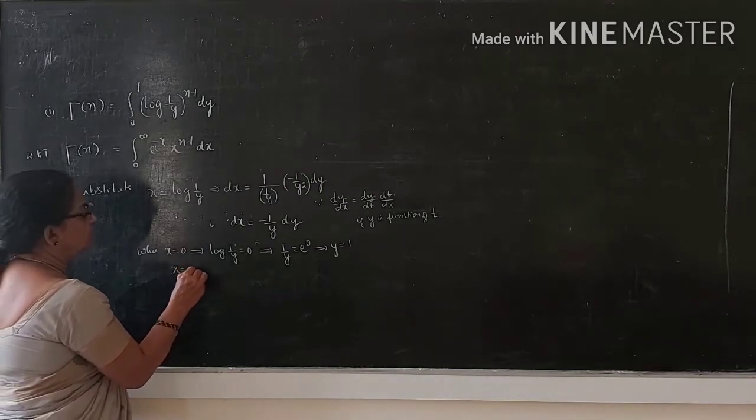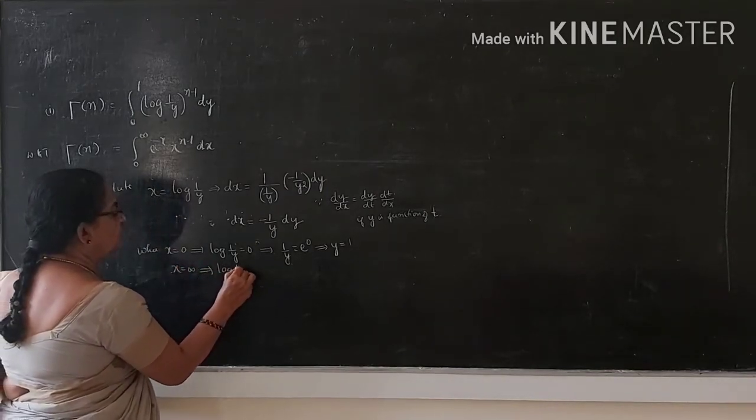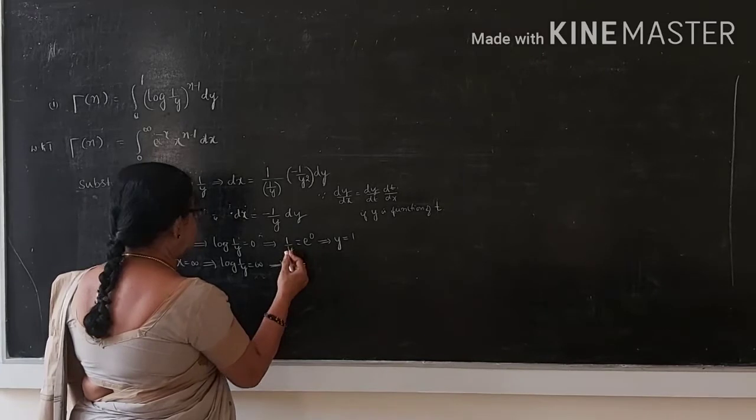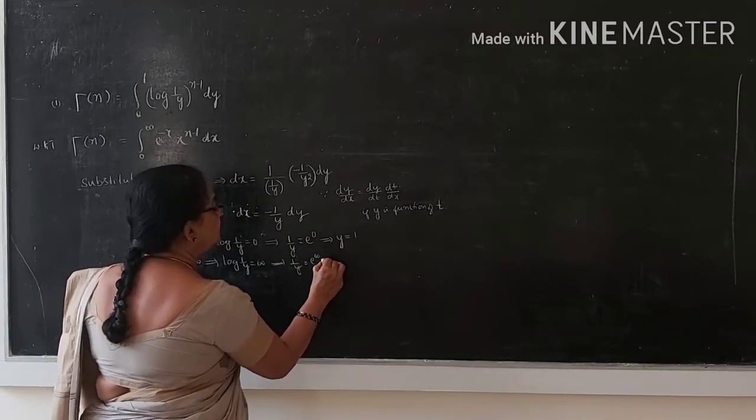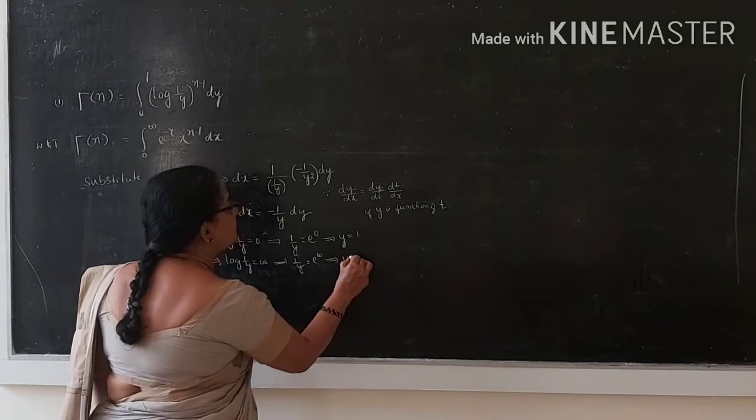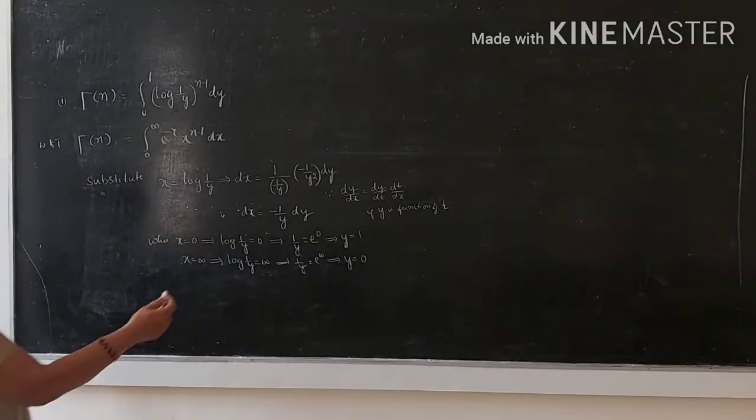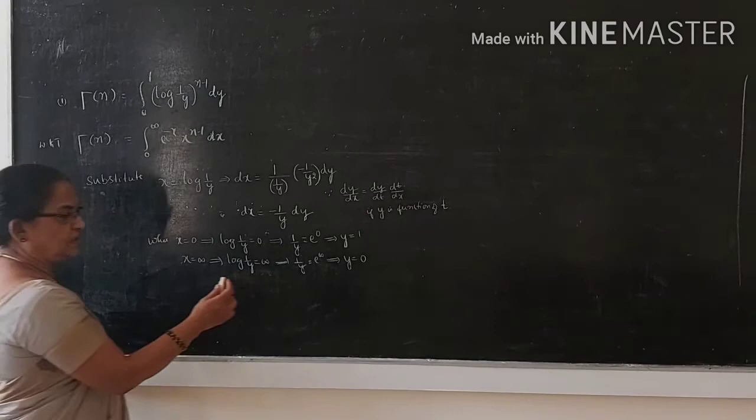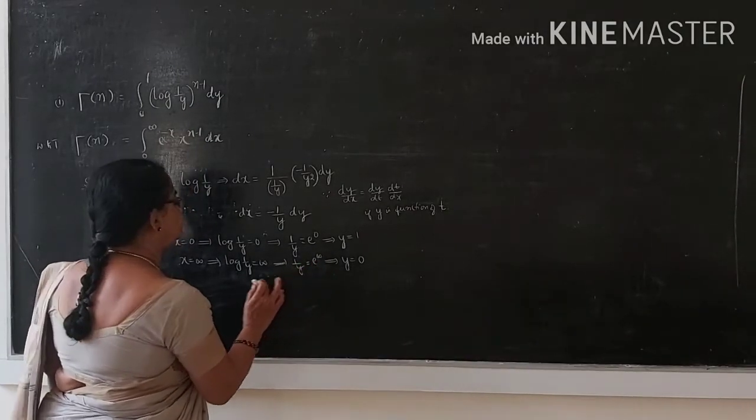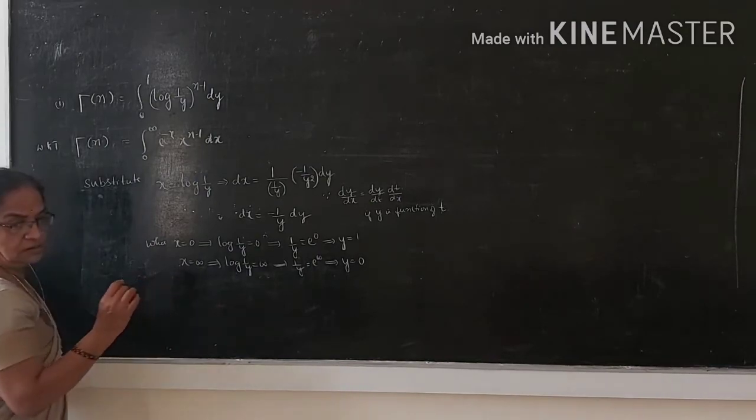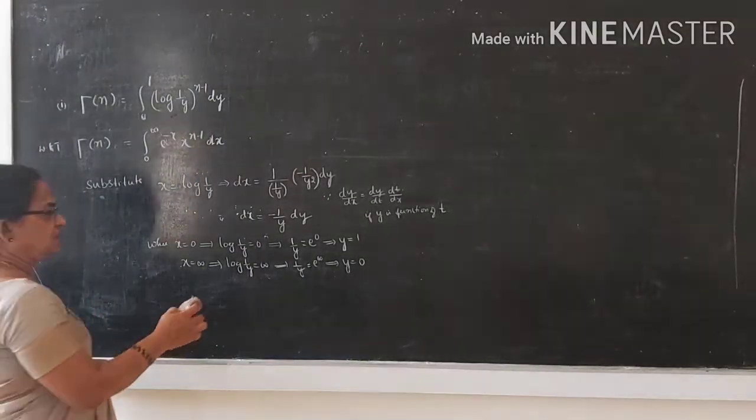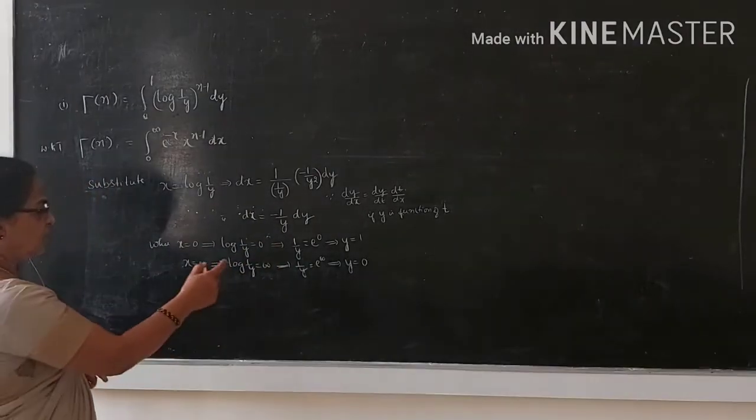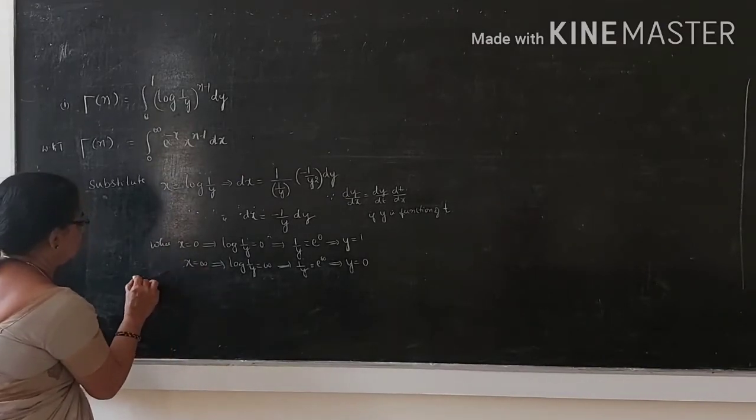When x is equal to infinity, then log of 1 by y is equal to infinity. This implies 1 by y is equal to e power infinity, which implies y is equal to 0, as the limit of e power y as y tends to infinity. Actually, there is no necessity of writing all these things, I think. If I write when x is equal to 0, this condition holds.